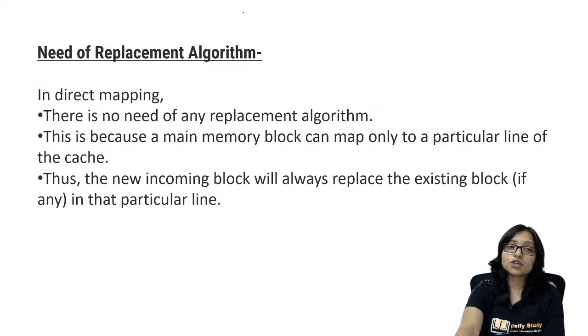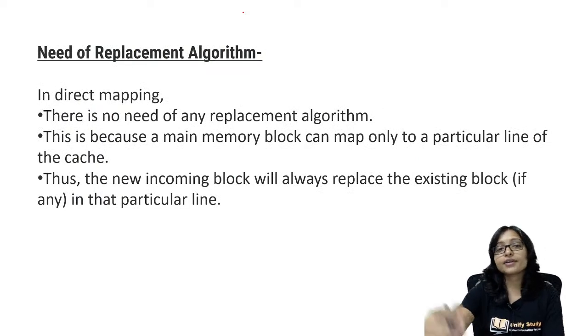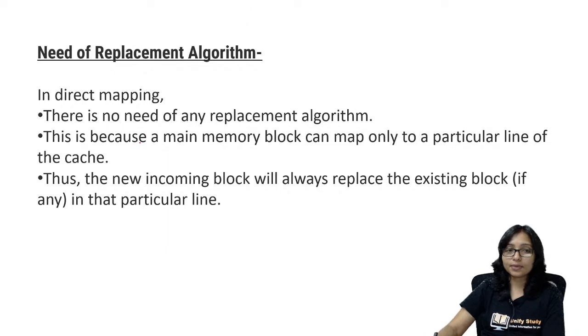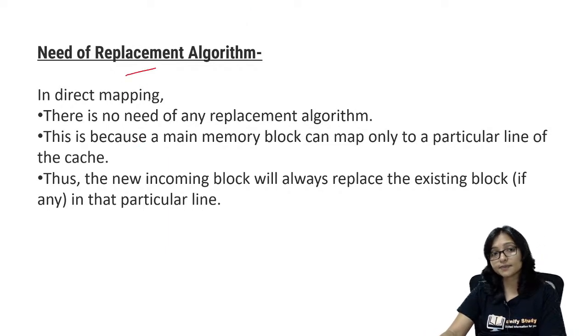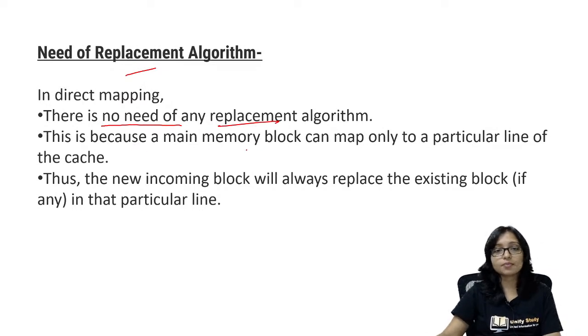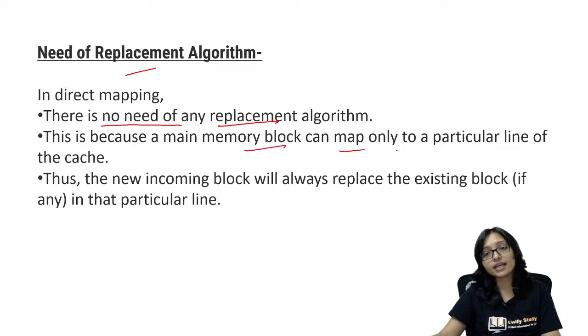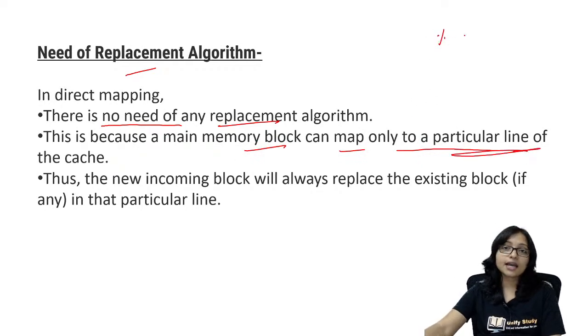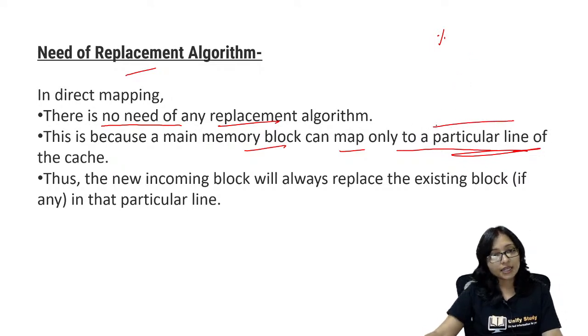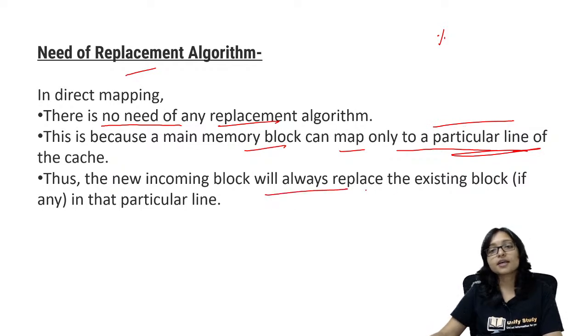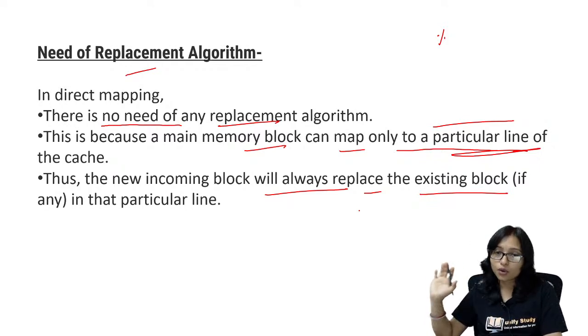Now the next question: in direct cache mapping, is any replacement algorithm required? There is no need of any replacement algorithm, because a main memory block can map only to a particular line. Whatever remainder I get, it goes to that particular line. And the new incoming block always replaces the existing block. That is the rule, so no replacement algorithm will be required.